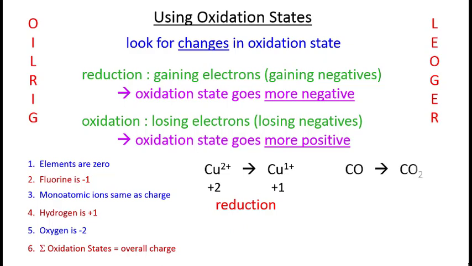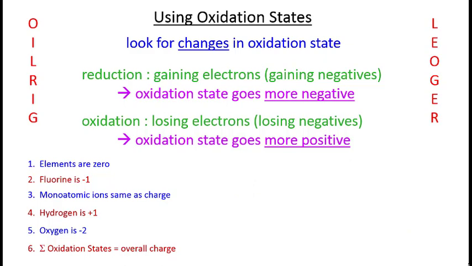In our next example, carbon monoxide goes to carbon dioxide. Using oxidation state rule number 5, each oxygen has an oxidation state of -2. That gives an oxidation state of +2 for carbon in CO and +4 for carbon in CO2. While oxygen does not change, carbon goes more positive, from +2 to +4. Going more positive is the same as losing negatives, and losing electrons is an oxidation.